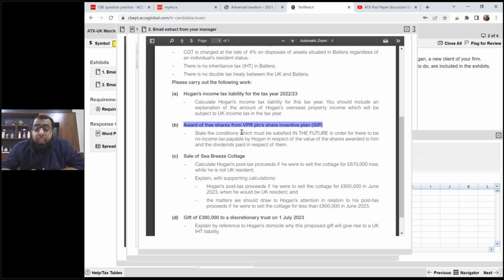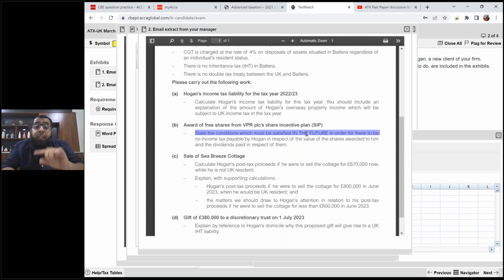Let me read it. State the conditions which must be satisfied in the future in order for there to be no income tax payable by Hogan in respect of the value of the shares awarded to him and the dividend paid in respect of them. What are the conditions if you want that there is no tax on share incentive plan shares? Please tell me, what are the conditions which you need to satisfy? There is a very simple condition that you have to retain the shares for 5 years.